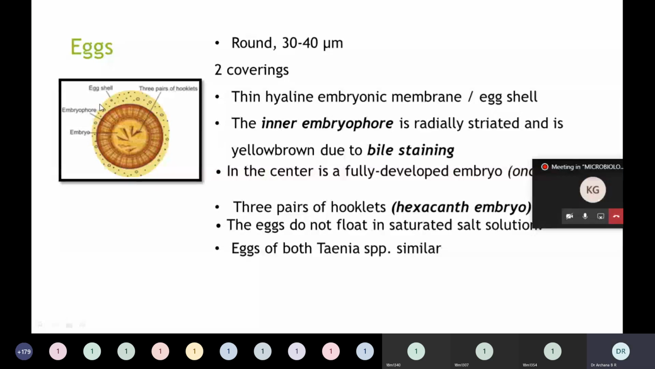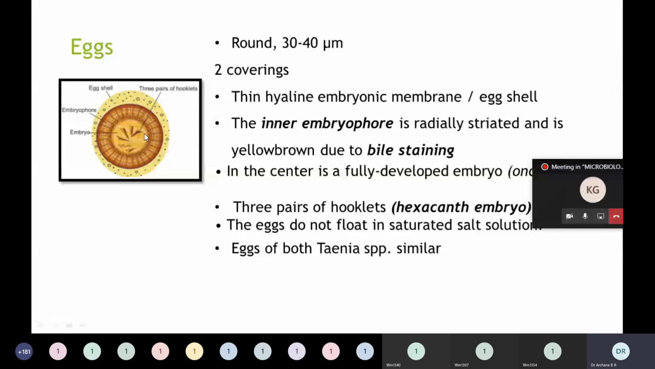So you can see in the picture there is the outer thin hyaline membrane or eggshell. Next to that you can see the radially striated embryophore. Inside the embryophore there is a fully developed embryo. It is also called oncosphere and it consists of 3 pairs of hooklets. Hence it is called hexacanth embryo.